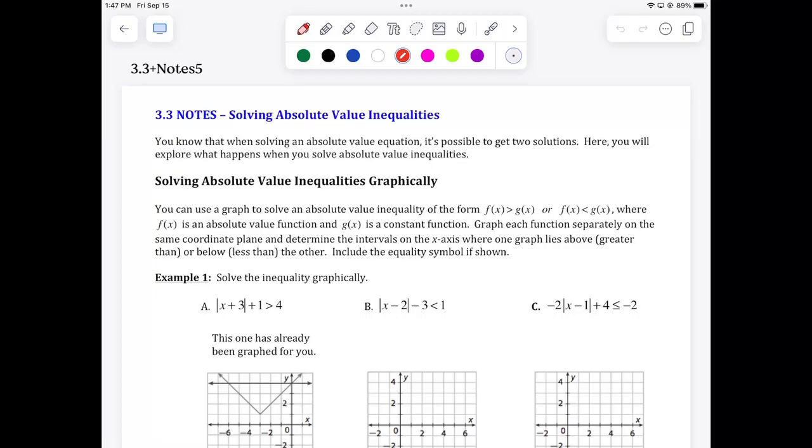Section 3.3, we're solving absolute value, guess what? Inequalities. We've already solved absolute value equations, right? We know how to do that. We're pros at that. But now we're going to solve absolute value inequalities.